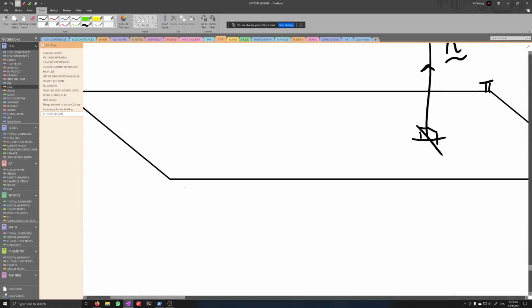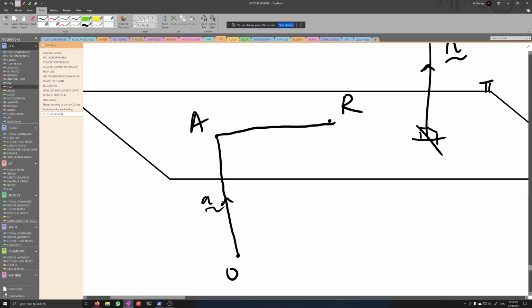Okay. Then we do the same thing. We define an origin here. We define a known point and define a variable point. So here we have our A, and here we have AR. And then here we have our R here.